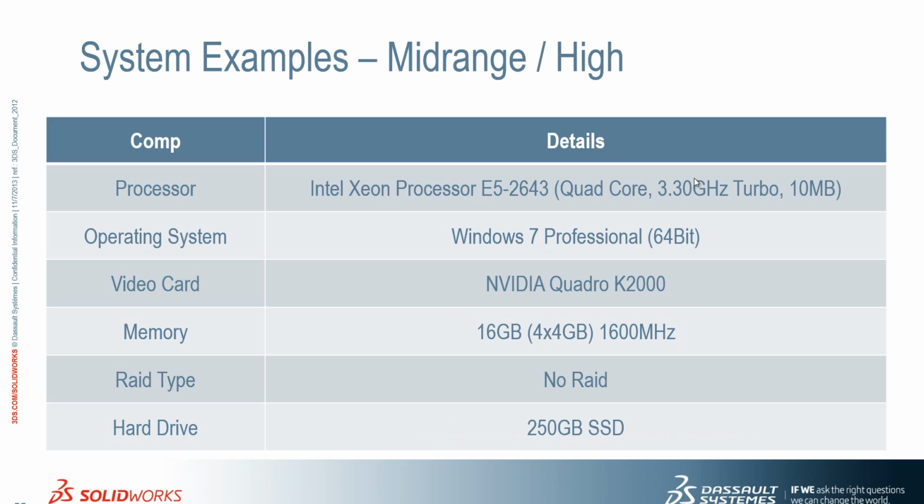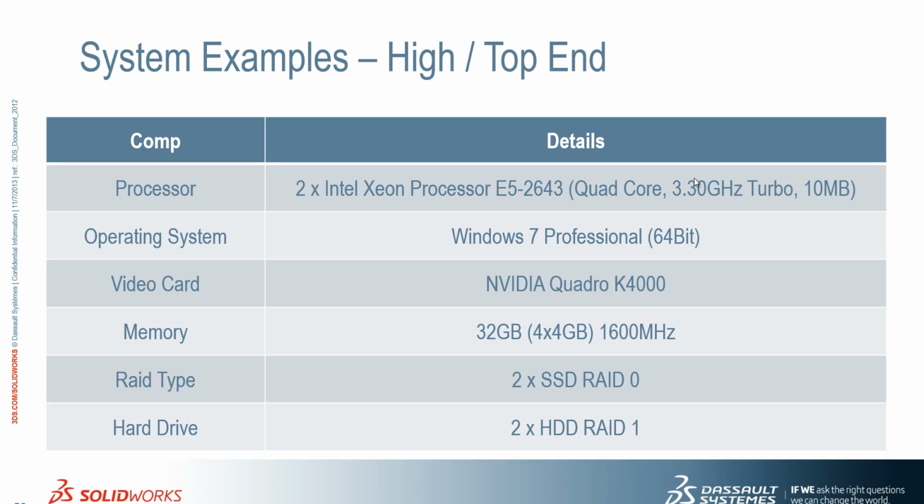The next one's a mid-range, so again, this time you could probably get away with a Xeon or an i7, 3.3 gigahertz using turbo mode. Also Quadro K2000, 16 gig of RAM, no RAID, but it does have a solid state disk in it. And then the last one is two Xeons.